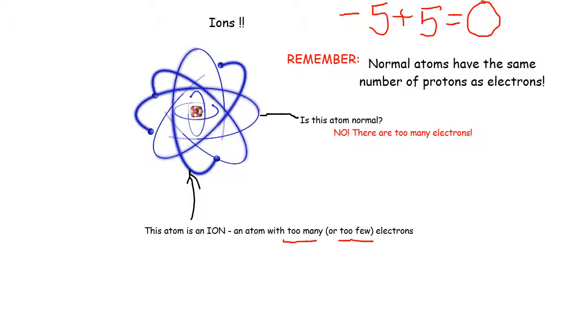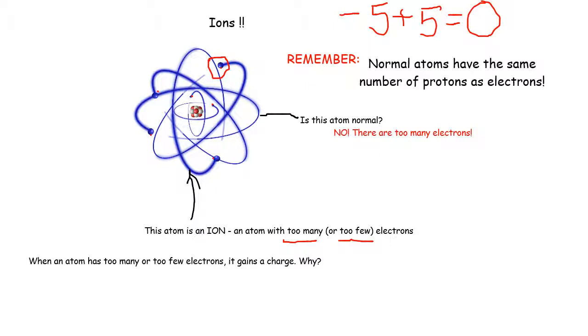This boron atom has an extra electron. If you count, you have 1, 2, 3, 4, 5 protons, and you have 1, 2, 3, 4, 5, 6 electrons. So this is an ion. It is an atom with too many or too few electrons. When an atom has too many or too few electrons, it gains a charge.